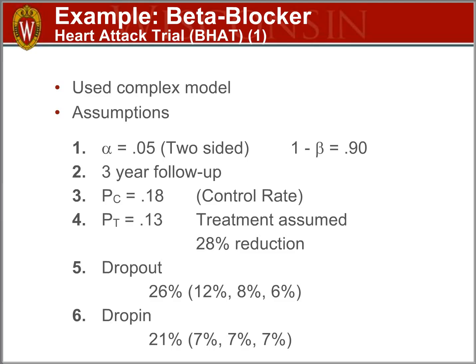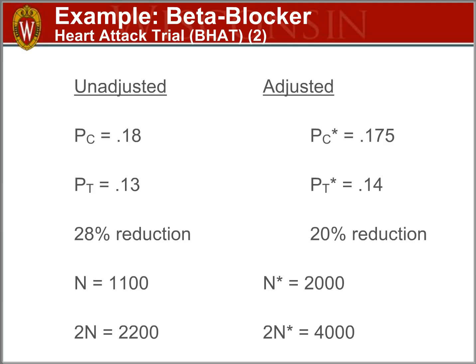Dropout was estimated to be 12% in the first year, 8% in the second, 6% in the third. Drop-in was somewhat unknown, but 6 or 7% per year was estimated. If you put all those pieces into this more complicated formula, which we've not looked at in great detail, the result is that the event rates are adjusted because of this dilution, because of the varying factors.